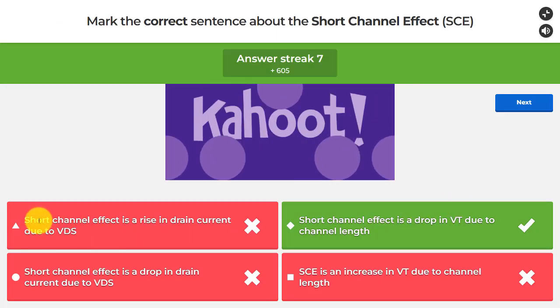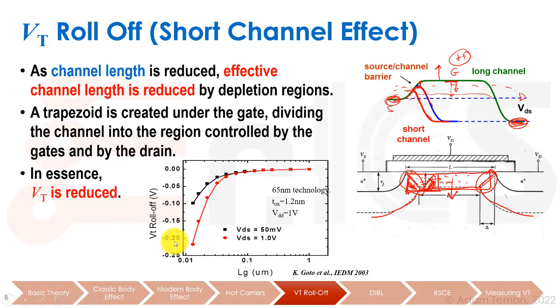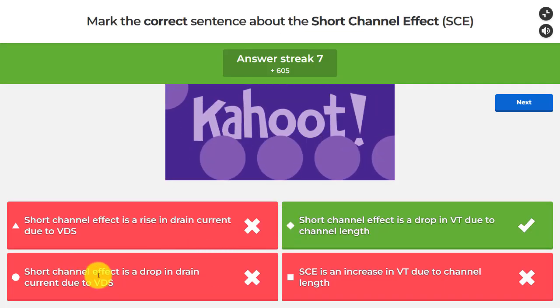So the answer over here was short channel effect is a rise in drain current due to VDS, or a drop in drain current due to VDS. And no, that's actually a different phenomenon, and that's the phenomenon we call DIBL, which we see here with two different VDSs, we have different VTs. So that's DIBL, the effect of rise or drop in drain current, or VT, depending how you want to look at it, due to VDS. The actual short channel effect, or VT roll-off, is a rise or drop in VT due to channel length, and the correct relation is that it's a drop in VT when the channel length goes down. Okay, so that was our answer there.